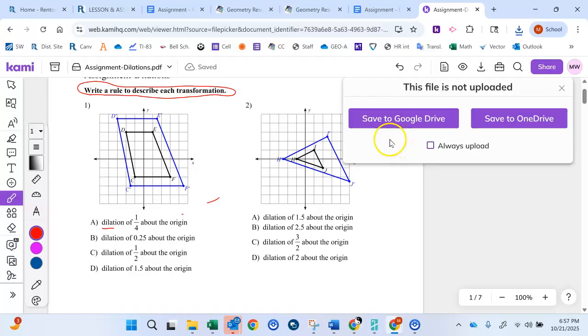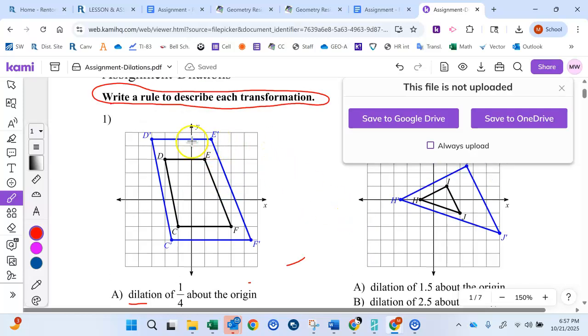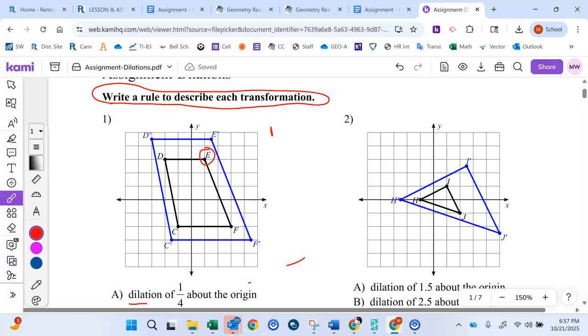Okay, so let's look at the first one. The way it works is this. Number one, there's the pre-image. So we start with the black right here, and then we end with the apostrophe. So we start, for example, with E, and we go to E prime. Remember, with the apostrophe. So that's this part right here.